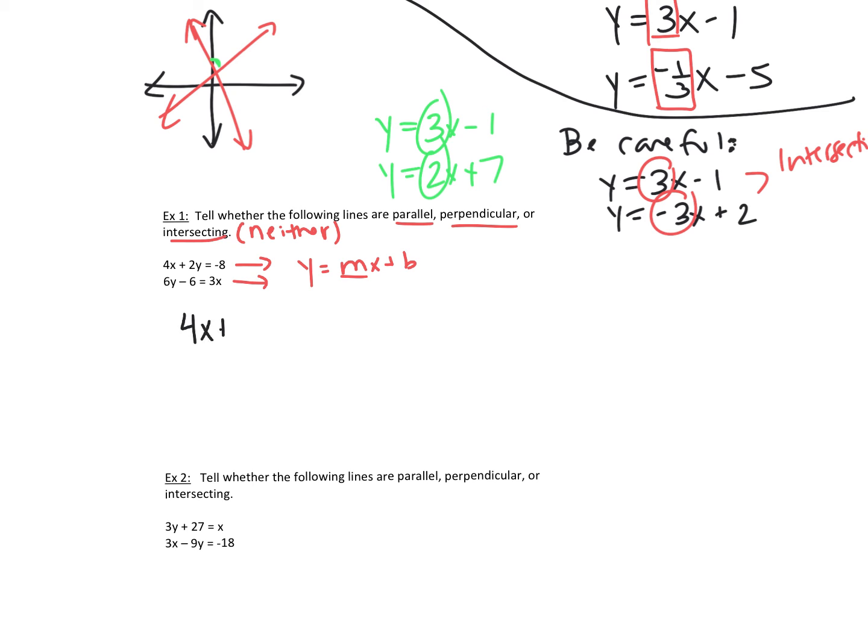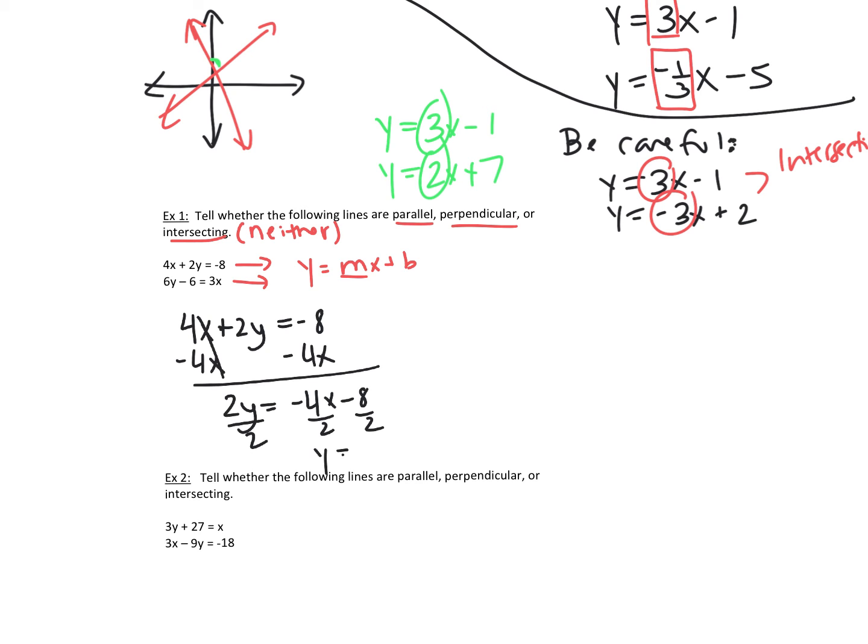For the first equation, I'm just going to copy it down where I have some space. I'm going to isolate y. I subtract 4x. I have 2y equals negative 4x minus 8. I divide everything by 2. I have y equals negative 2x minus 4. So I'm looking at the m value, the slope, negative 2.